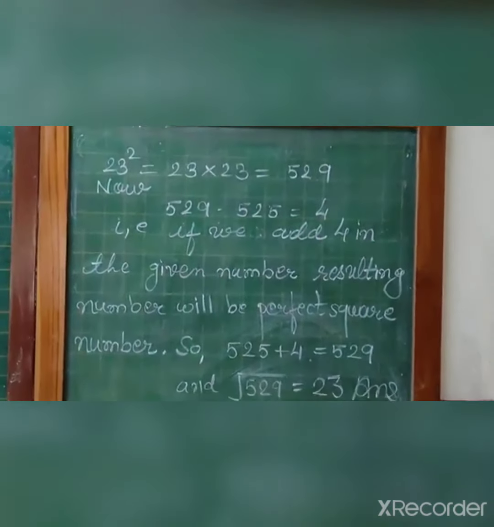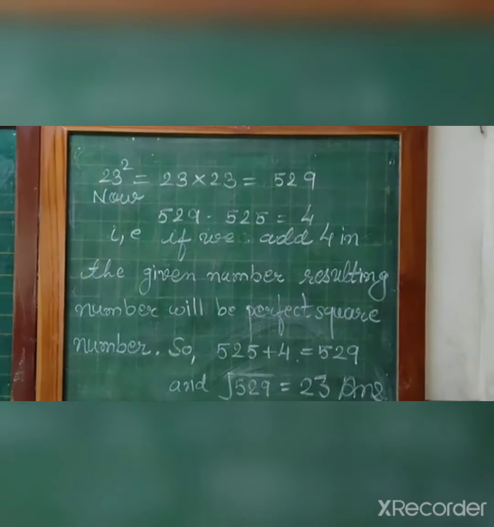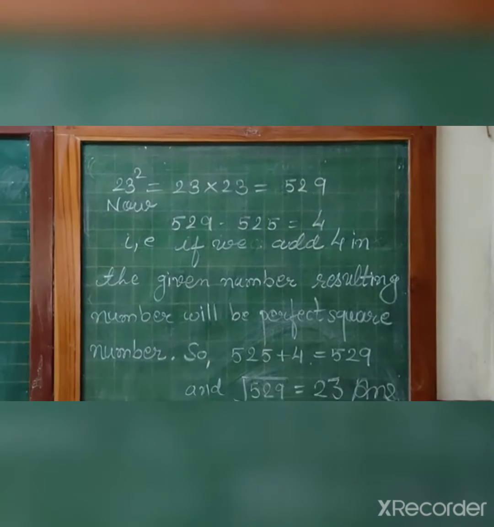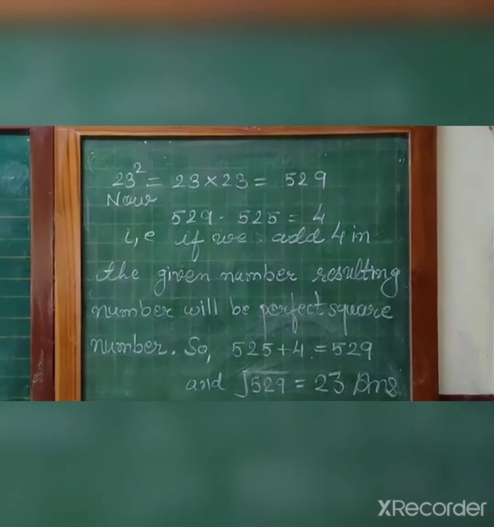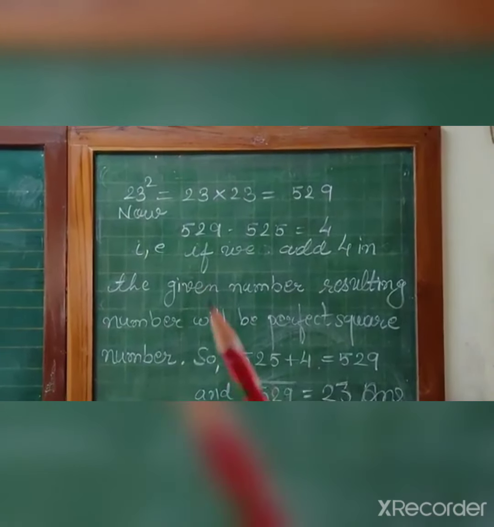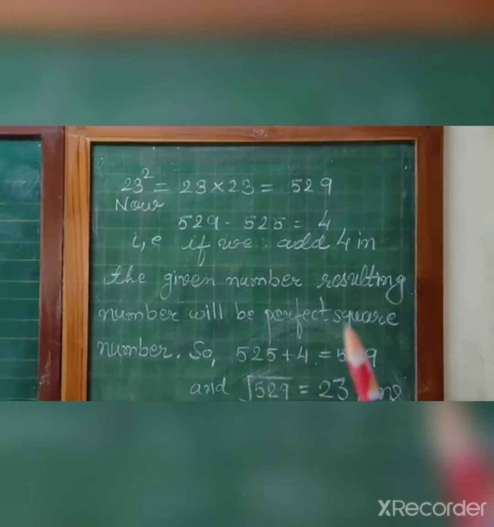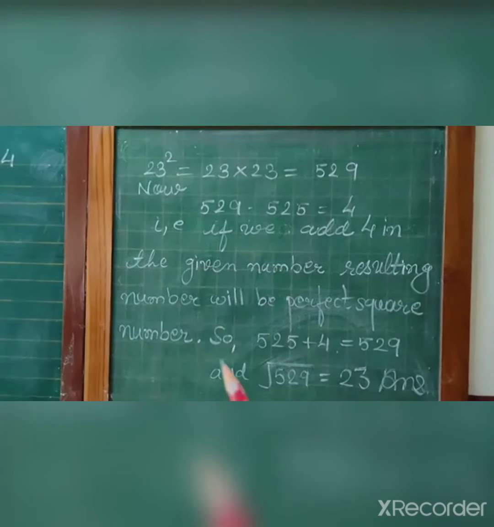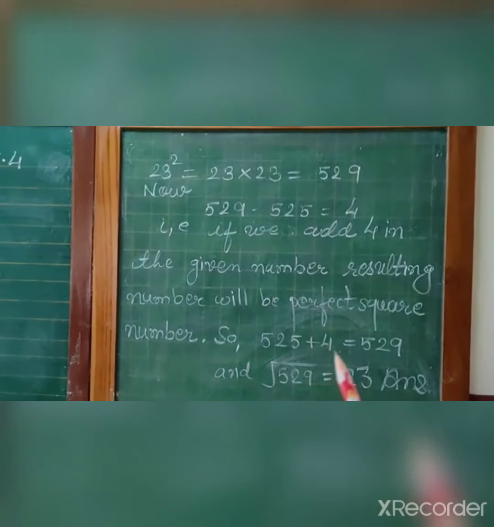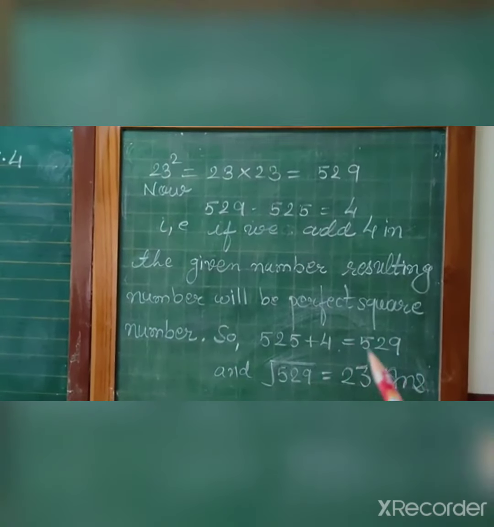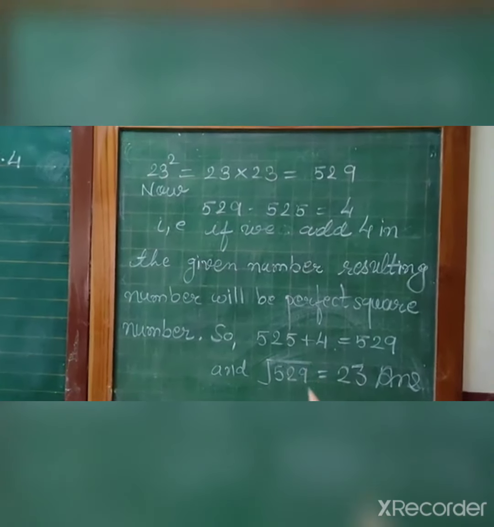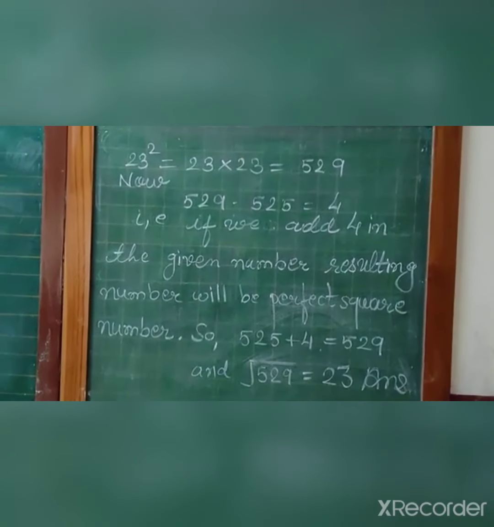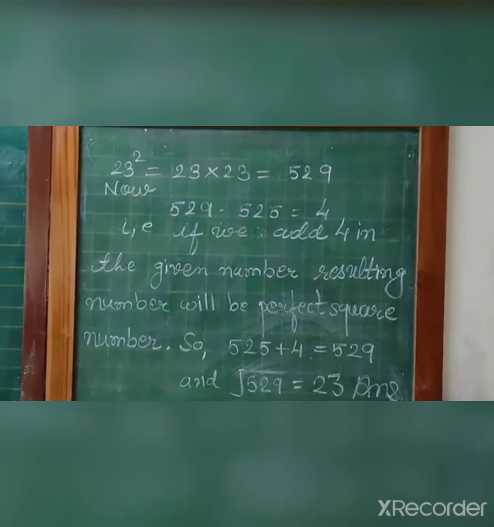So when you subtract 525 from 529, you will get 4. That is the meaning of this. That means if we add 4 to the given number, the resulting number will be a perfect square. So 525 plus 4 is equal to 529, and the square root of 529 is equal to 23. Now one more question I will explain related to this, and the rest of the questions you will solve.